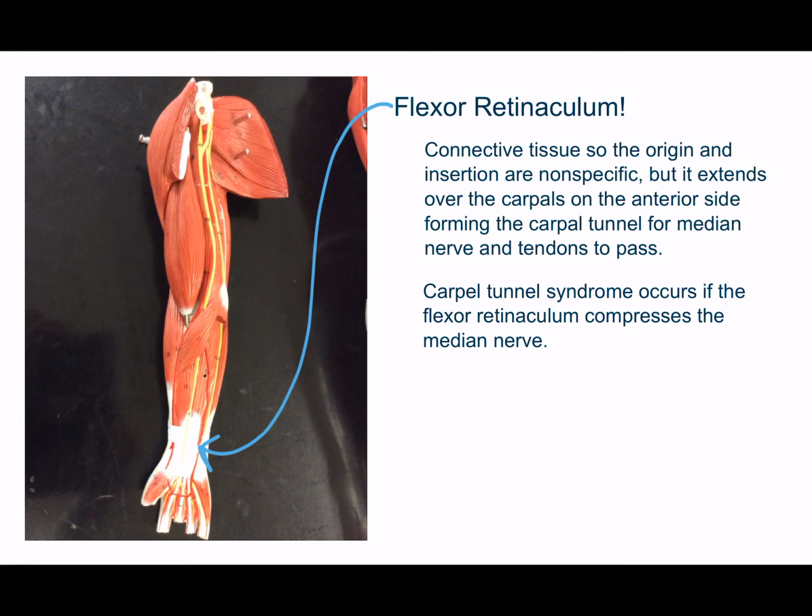So sometimes the roof of your house gets inflamed and it starts compressing your median nerve, and that's when you get carpal tunnel syndrome, where you get tingling, numbness, a pinching feeling. It's because your median nerve is being compressed by your flexor retinaculum, which is kind of cool.